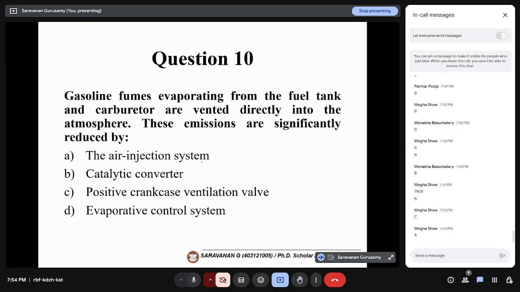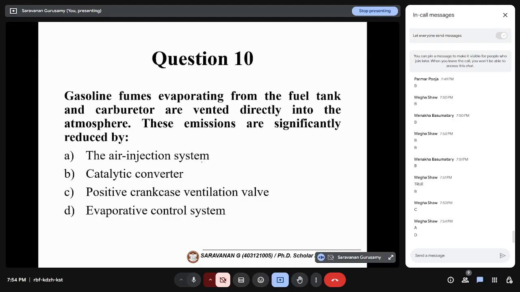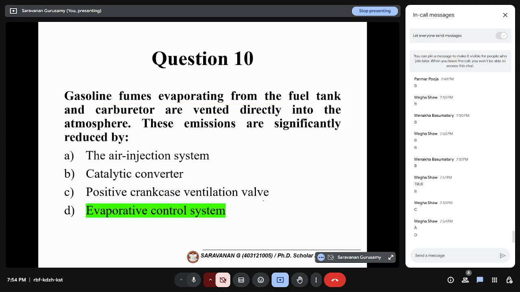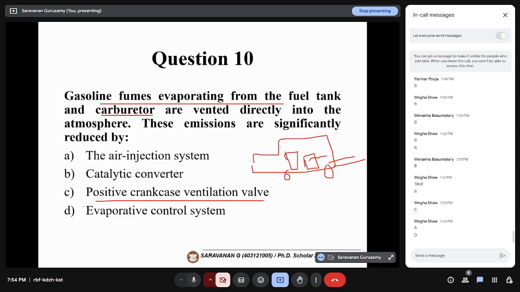Gasoline fumes evaporating from the fuel tank and carburetor and entering directly into the atmosphere. This emission is significantly reduced by, okay, from the carburetor. As I mentioned, from the vehicle tailpipe, we can use a catalytic converter. From the carburetor, that is the engine, whatever gasoline fumes are evaporating from the fuel tank, what can I use? Positive crankcase ventilation. They are asking about the carburetor and entering directly into the atmosphere.